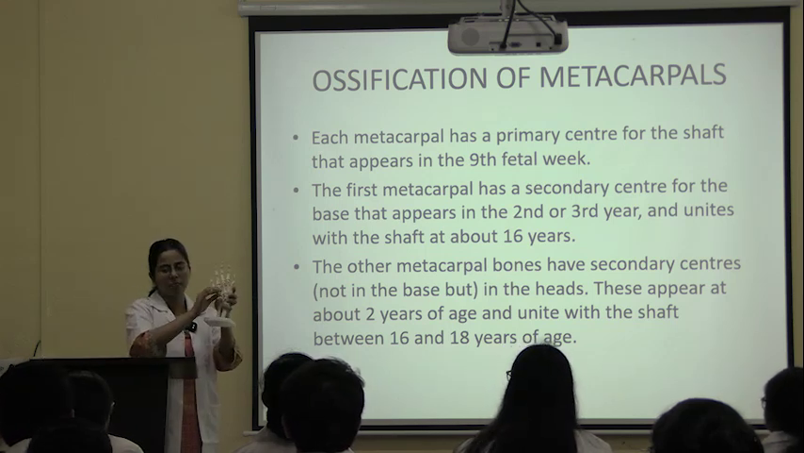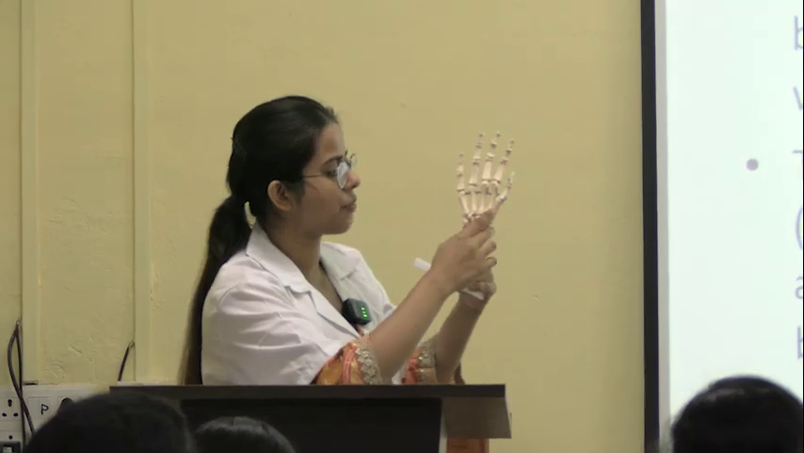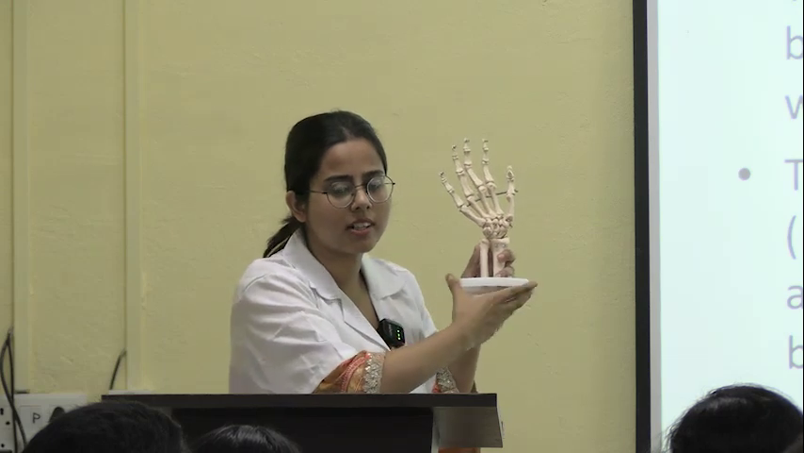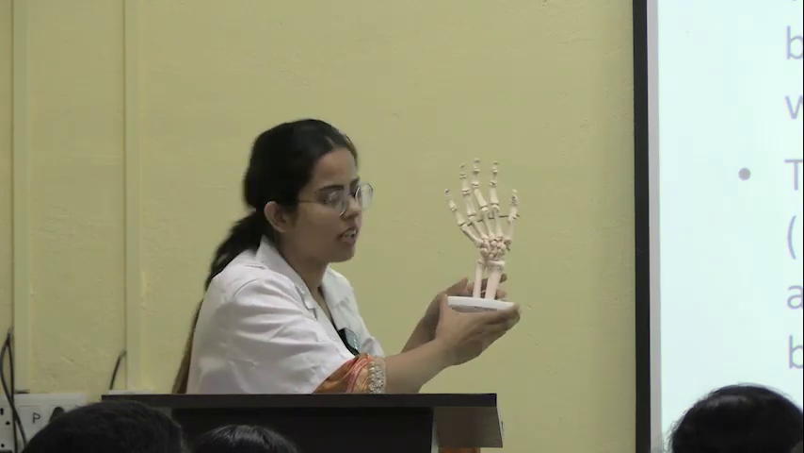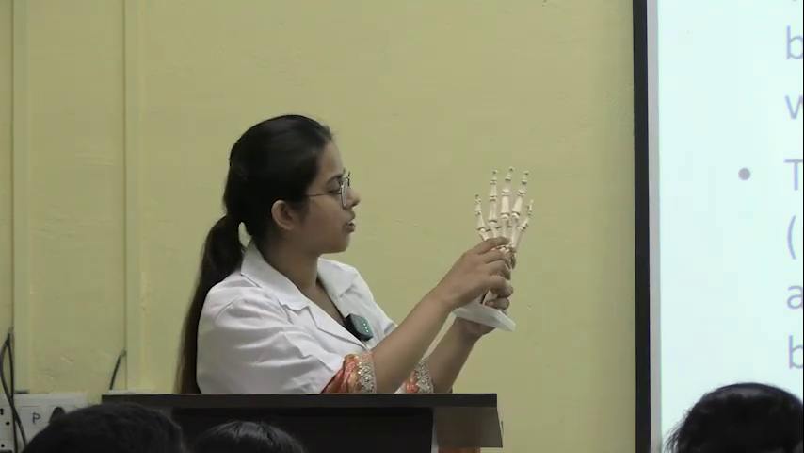So, in case of metacarpals, the primary ossification center will appear in the shaft. Okay, and in case of first metacarpal, the secondary ossification center will appear in its base. But in case of the rest of the metacarpals, the secondary ossification center will appear in its head. Now this primary ossification center will appear around 9th week of intrauterine life, and secondary ossification center of the first metacarpal will appear around 2nd to 3rd year. And it will join at around 16 years.